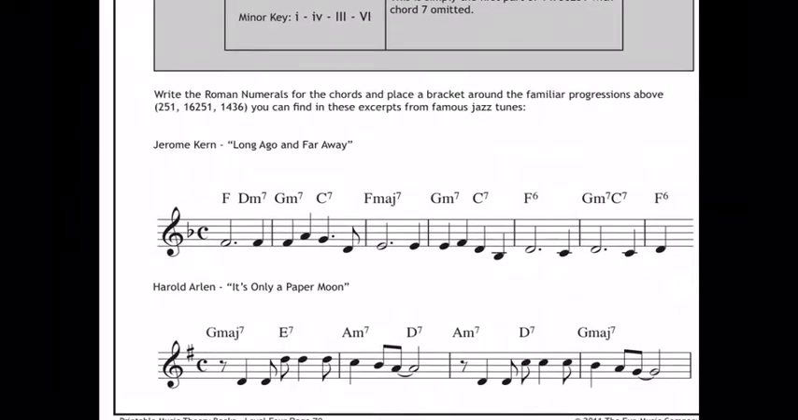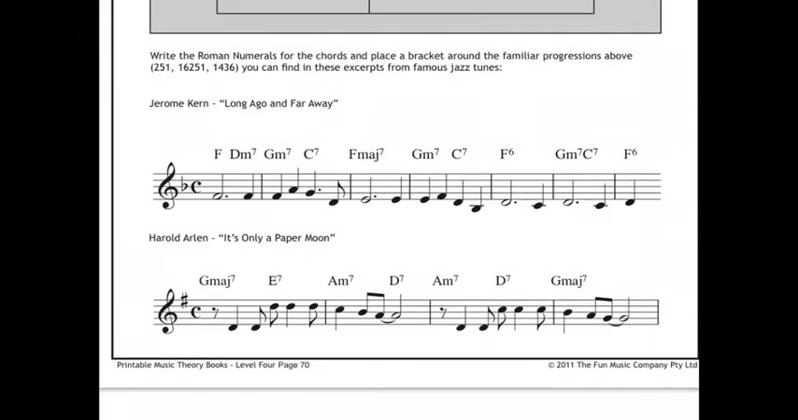Write the Roman numerals for the chords and place a bracket around the familiar progressions above. You can find these excerpts from famous jazz tunes: Jerome Kern, Long Ago and Far Away, and Harold Arlen's famous "It's Only a Paper Moon." So what you see here is the melody as well as the chord progression. Okay, this chord progression in the key of F is the 1, 6, 2.